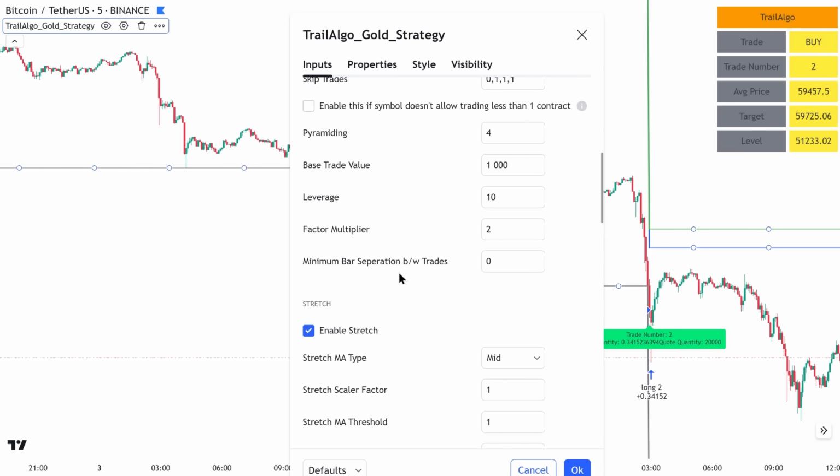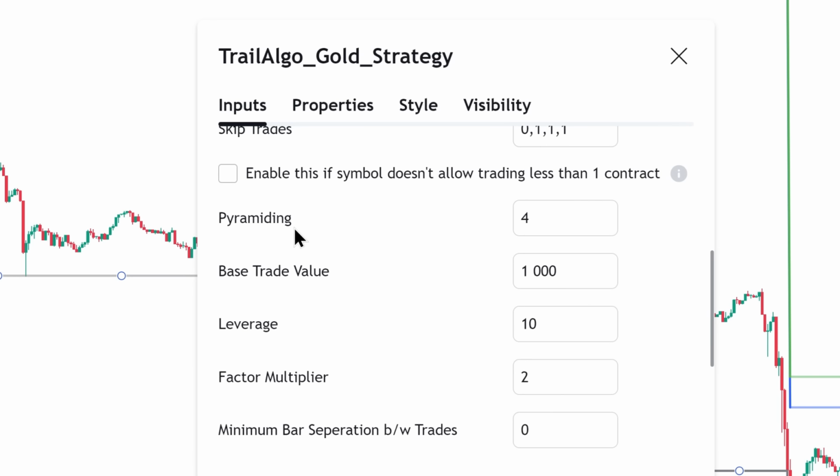If you scroll down, you'll locate the pyramiding options. Pyramiding allows you to divide your capital into several smaller investments, known as safety orders. Typically, 4 safety orders work best across various markets. However, if you have more capital, you can increase this number.